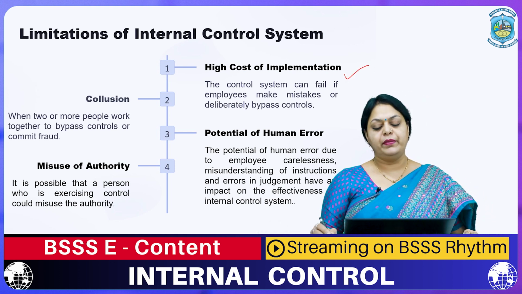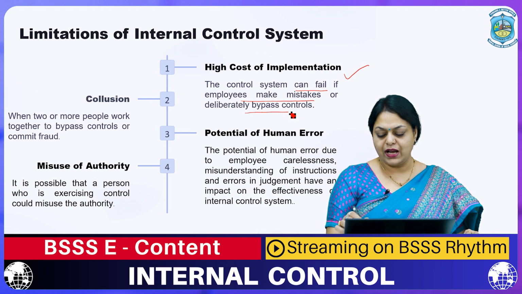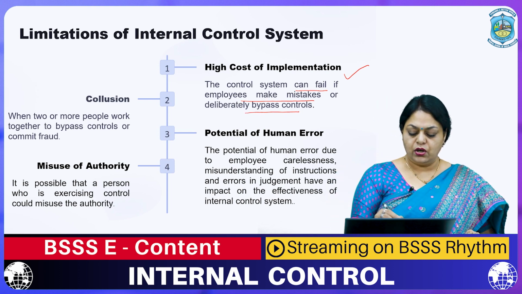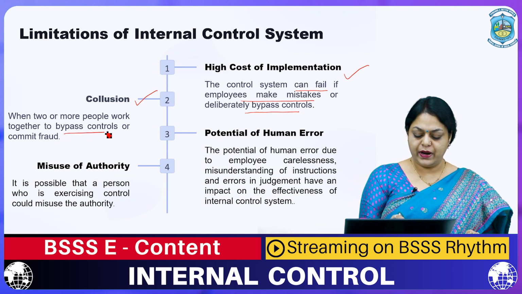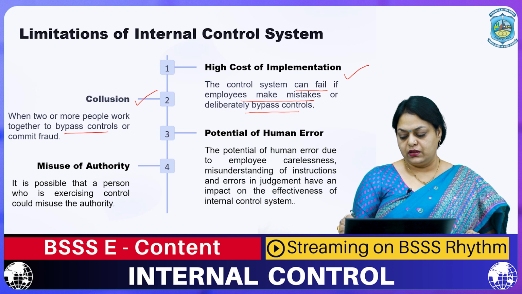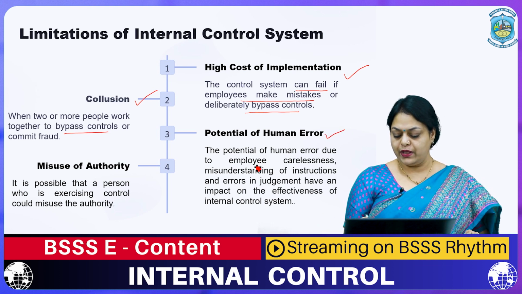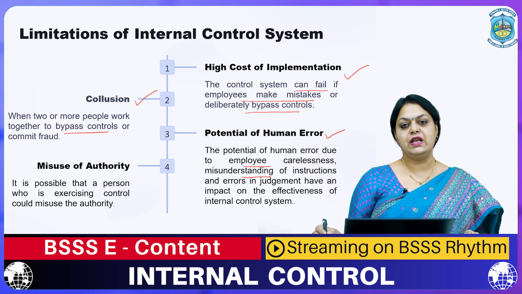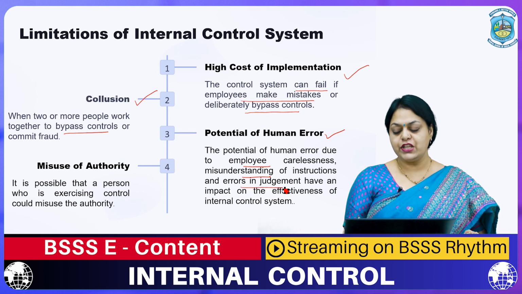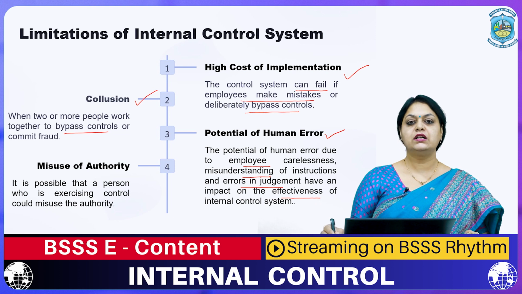High cost of implementation. The internal control system can fail if an employee makes a mistake or deliberately bypasses the control. Second, collusion: when two or more people work together to bypass control or commit fraud. Third, the potential of human error: employees' carelessness, misunderstanding of instructions, and errors in judgment have an impact on the effectiveness of the internal control system.